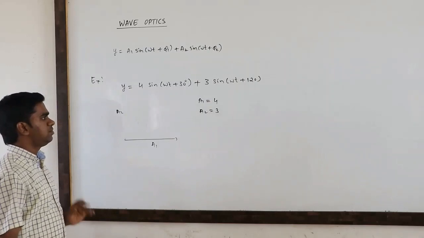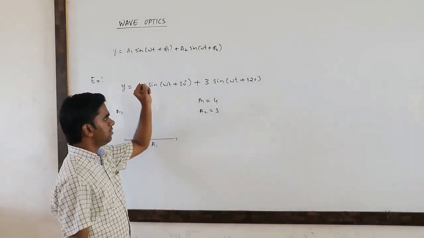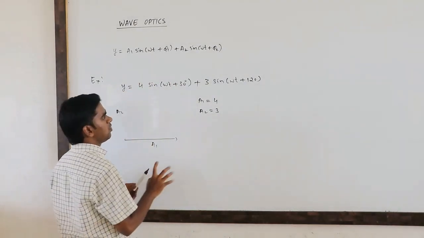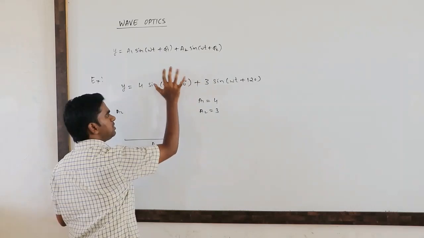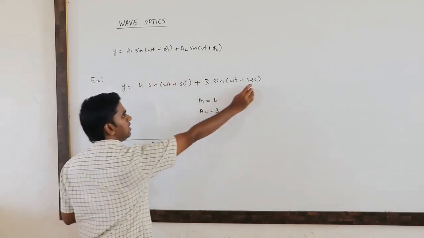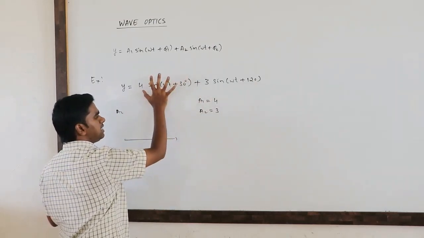Then you may get confused about why I take A1 as 4 only, why not take 3 as A1. The rule you have to follow is that the phase should be small. Whose phase is small, that you take as A1. Here it is 120 degree, here it is 30 degree. So this equation has the smaller phase.